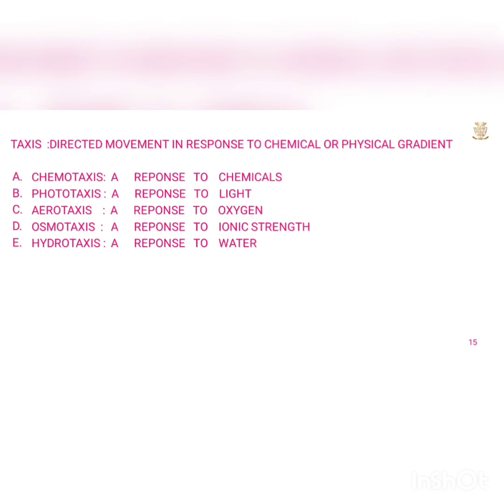Then taxes: directed movement in response to a chemical or physical gradient. Chemotaxis is a response to a chemical; the organism moves towards the chemical. Phototaxis is a response to light; the organism moves towards the light. Example: trees grow towards the light.